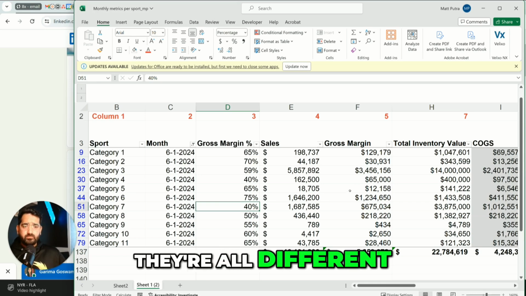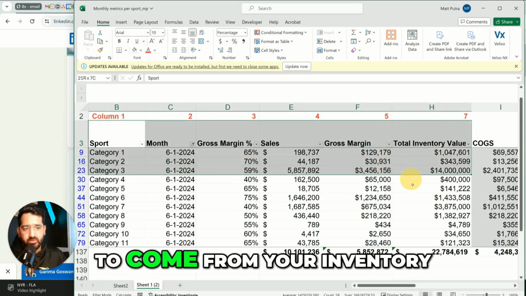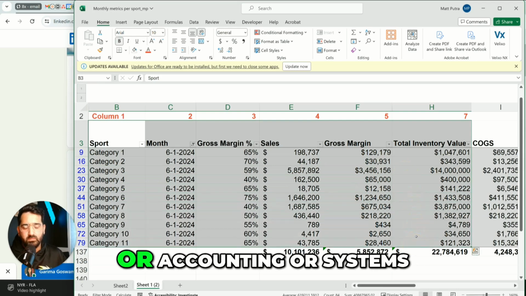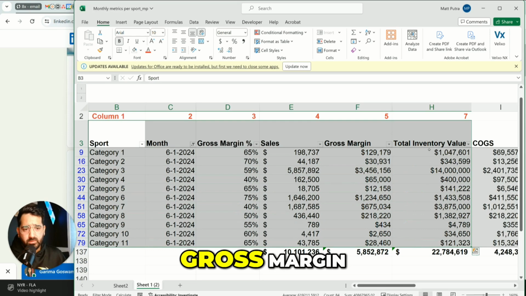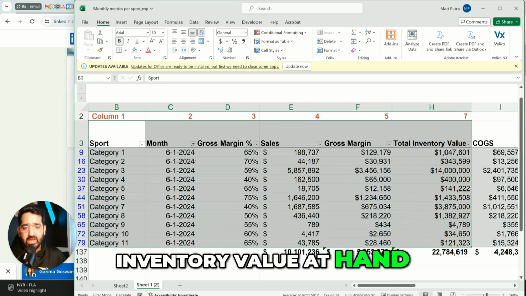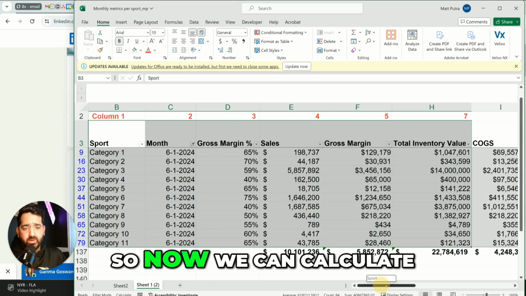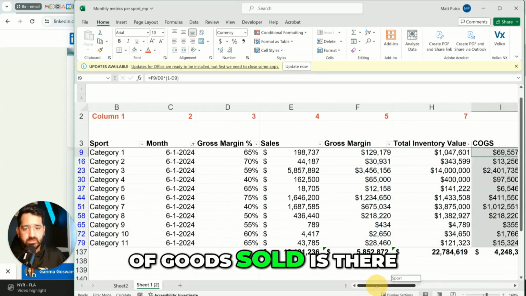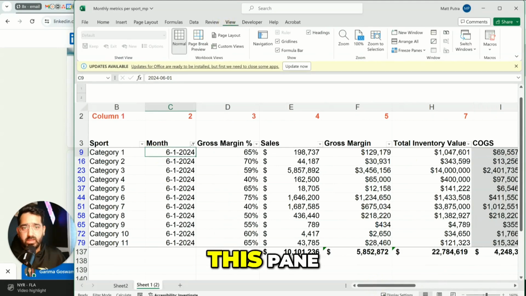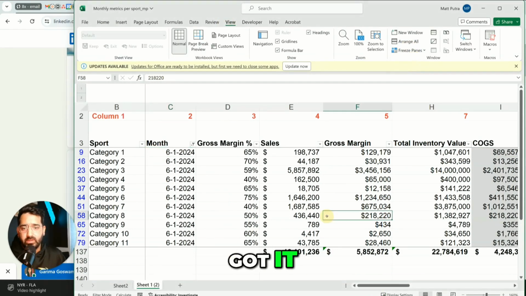They're all different. And what we're going to do, so all this stuff right here is going to come from your inventory or accounting or systems. Okay, so you want sales, gross margin, and inventory value on hand at the end of the month that we're in right there. Great. So now we can calculate the cost of goods. All right, you can see the cost of goods sold is there. And actually, I'm going to freeze this pane. Got it.